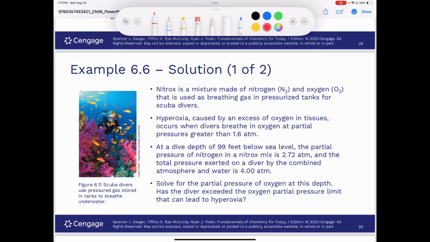So the question is, nitrox is a mixture made of nitrogen and oxygen that's used as a breathing gas in pressurized tanks for scuba divers. Hyperoxia, caused by an excess of oxygen in tissues, occurs when divers breathe in oxygen at a partial pressure greater than 1.6 atmospheres. At a dive depth of 99 feet below sea level, the partial pressure of nitrogen in a nitrox mix is 2.72 atmospheres, and the total pressure exerted on the diver by the combined atmosphere and the water is 4 atmospheres. Solve for the partial pressure of oxygen at this depth as the diver exceeded the oxygen partial pressure limit that can lead to hyperoxia.